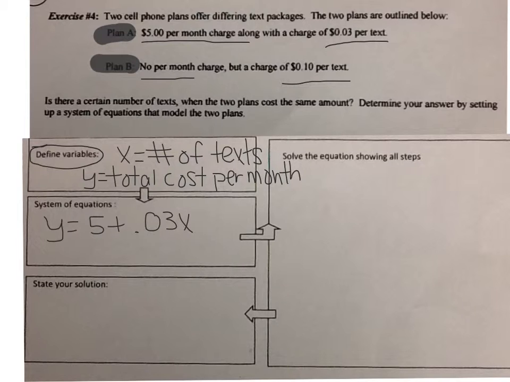The second equation, the total cost for Plan B, is going to be y equals, because y is our total cost. And there is no monthly charge in Plan B. It's just 10 cents per text, no matter what.